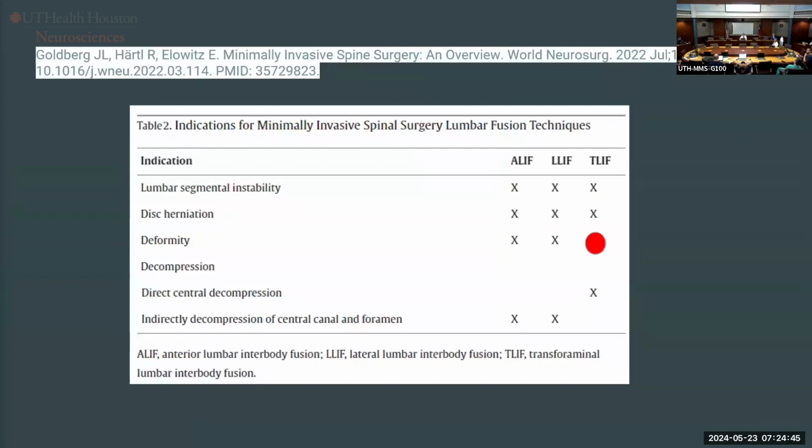So indications for these various minimally invasive techniques, all of them are good for disc herniation and segmental instability. The anterior approaches are better for deformity correction. They just allow you to get more lordotic correction at each level. Theoretically, MIS expandable TLIF cage could get you some deformity correction, but it is pretty limited. And then for decompression, TLIF is the only one that's going to allow you direct decompression of neural elements. So if you have nerves that are really socked in, you're probably going to end up approaching things from the back anyway. So it may be better to just do that up front.